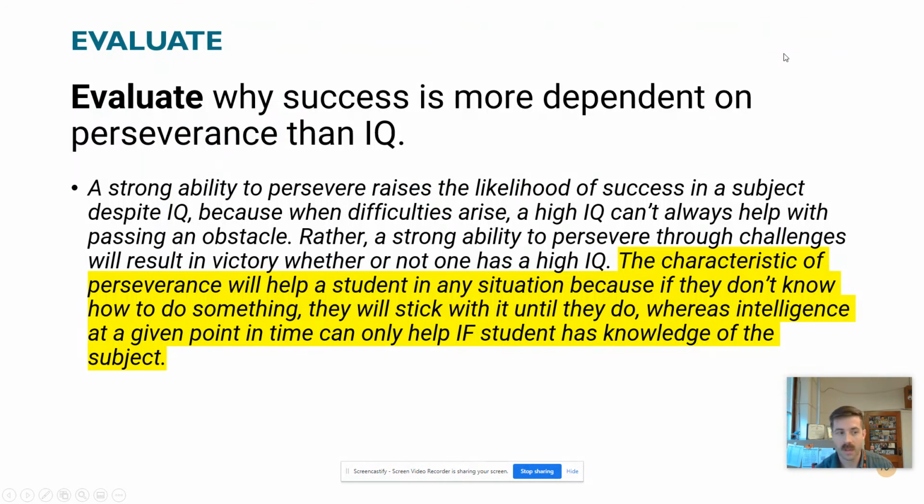So here's another example. You need to evaluate why success is more dependent on perseverance than IQ, right? You are telling me, you're making an evaluation. Why is this one better than this one? It usually has to do with something is greater or less than another thing.